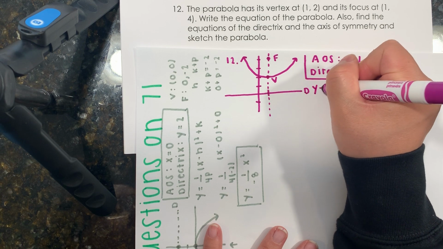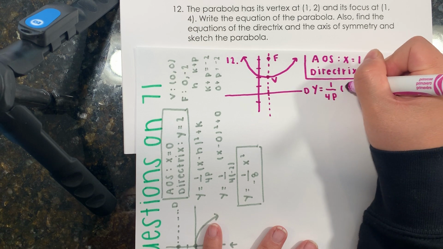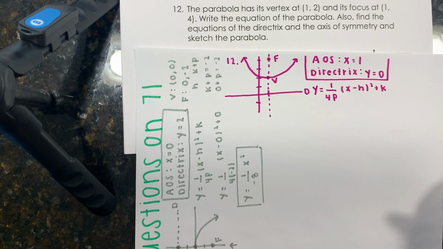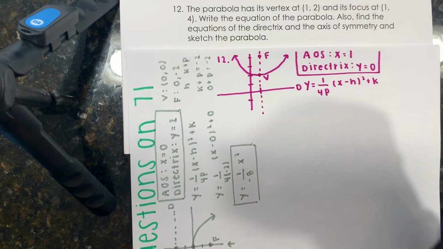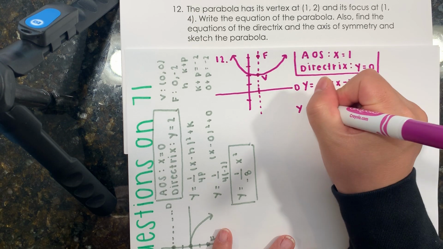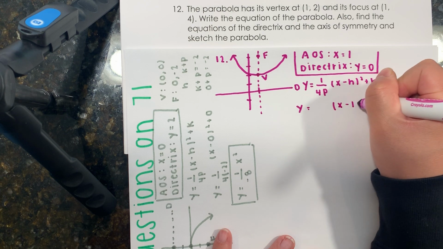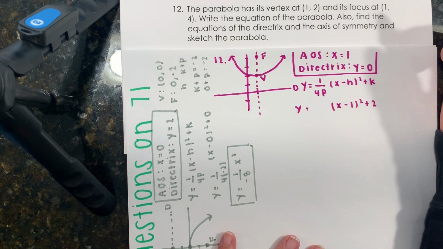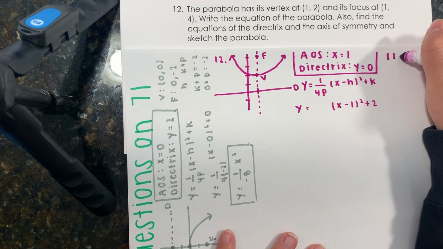Now I go on to the equation of the parabola, which is going to be y is equal to 1 over 4p times (x minus h) squared plus k. Now again, h and k is just going to be your vertex, so it's the coordinates of the vertex. In this case, it's 1 and 2. So I currently have y is equal to 1 over 4p times (x minus 1) squared plus 2. Now I just need to find out what the p is equal to, and that will come from the focus. So the focus coordinate is 1, 4.